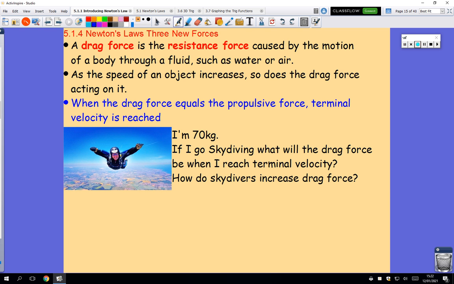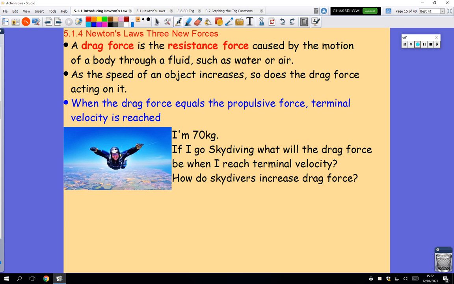We usually think about this when something is falling from a great height. The speed of the object as it falls increases until such a time as the drag force matches the force pushing the object towards the center of the earth. At that point we get something called terminal velocity. The object cannot go any faster.